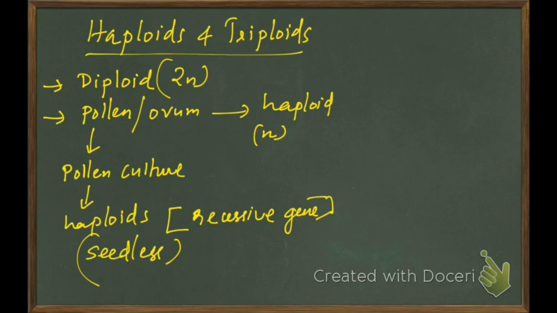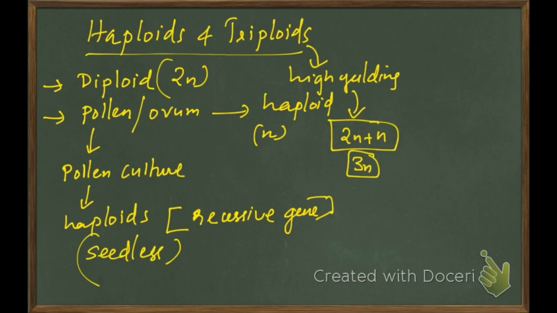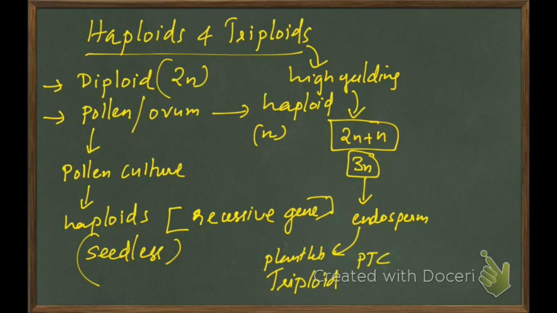But triploids, if I go for triploids, they are high yielding varieties. Generally in plants the endosperm is in 3N format. If I take endosperm cells and, through plant tissue culture, generate plantlets, then they will be triploids. Triploids are generally high yielding varieties.